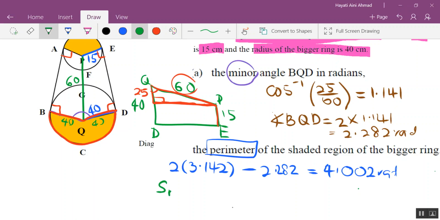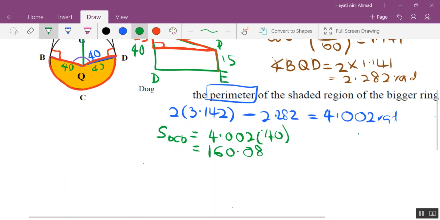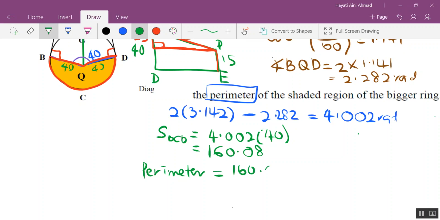So arc BCD is 4.002 times 40. It's 160.08, and the perimeter equals 160.08 plus 80, so 240.08.